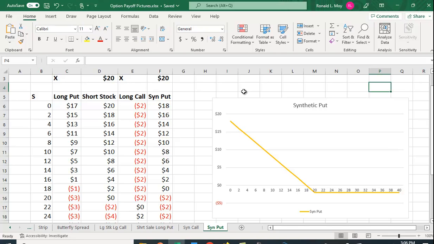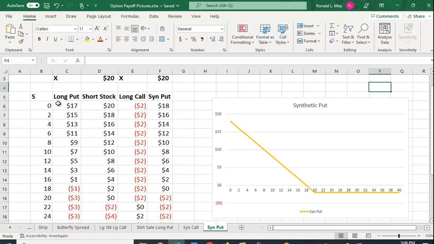In a previous video, I showed how you can create a synthetic call by being long the stock and buying a put option. So there are all different kinds of payoff strategies you can create by combining different combinations of options and long and short positions in the stock.